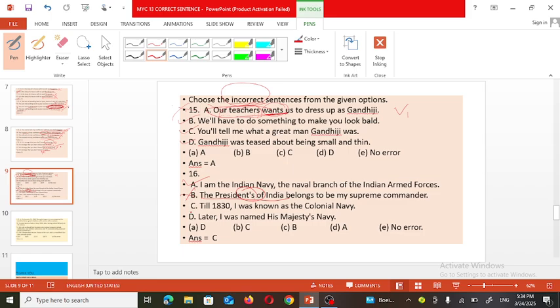That is incorrect. In the next option, till 1830, I was known as Colonial Navy. So that is also correct. Later, I was named His Majesty's Indian Navy. There is also no grammatical error. Only in this sentence B is a grammatical error there. Now see what jumble is made over here. Option B shows sentence C, so it won't be there. Our sentence B is incorrect, meaning option C is the answer here.